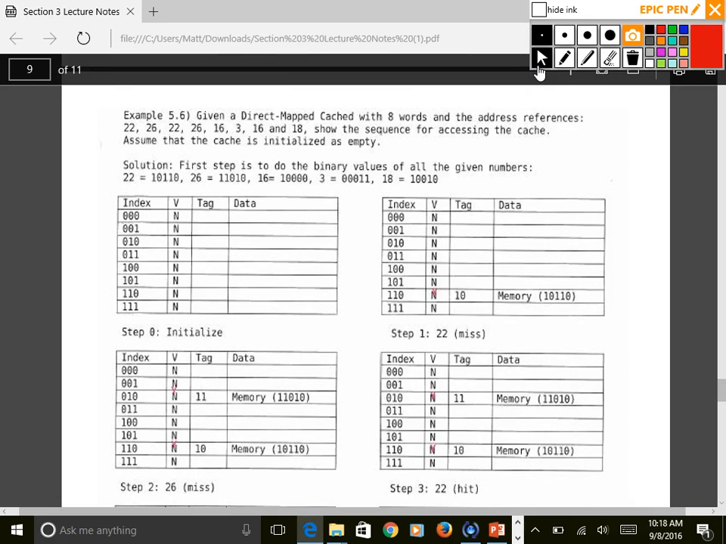So given a directly mapped cache with 8 words, and the address references 22, 26, 22, 26, 16, 3, 16, and 18. Show the sequence for accessing the cache and assume that the cache is initialized as empty. So what that means is all of our valid bits are going to be no, which means it's going to be a cache miss. So the first thing we're going to do is calculate the binary values of the numbers I gave. So 22, 26, 16, 3, and 18.